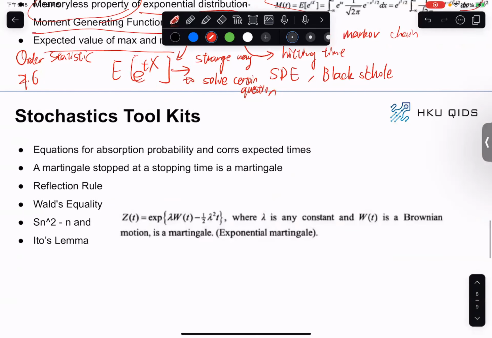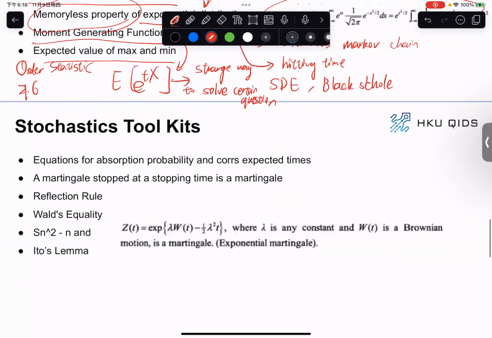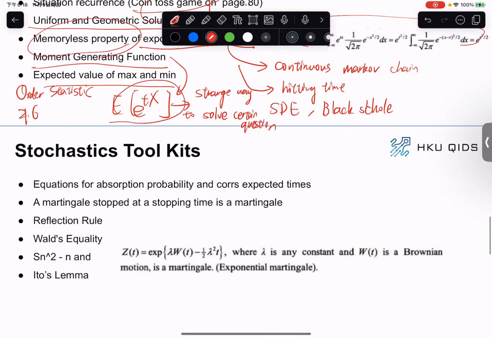Last but not least, the stochastic part. Well, there's nothing to say about that. By the way, this thing could be used to prove this one. To prove this one is the exponential martingale. As I mentioned, it's actually just a strange way to solve this question. The Green Book actually gives us the proof of that. You can check that.